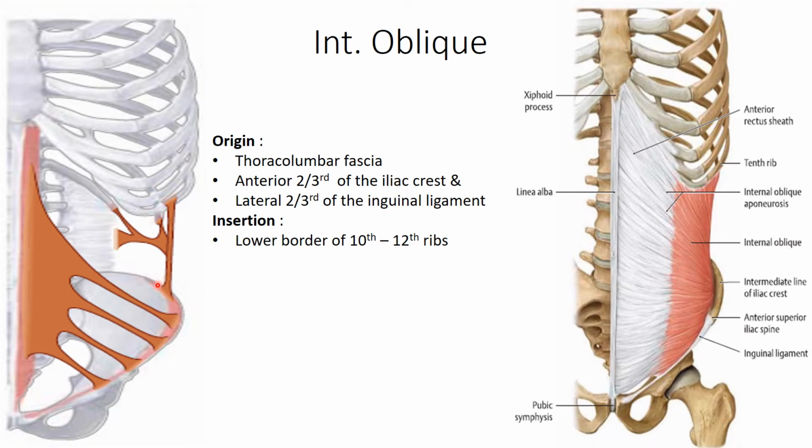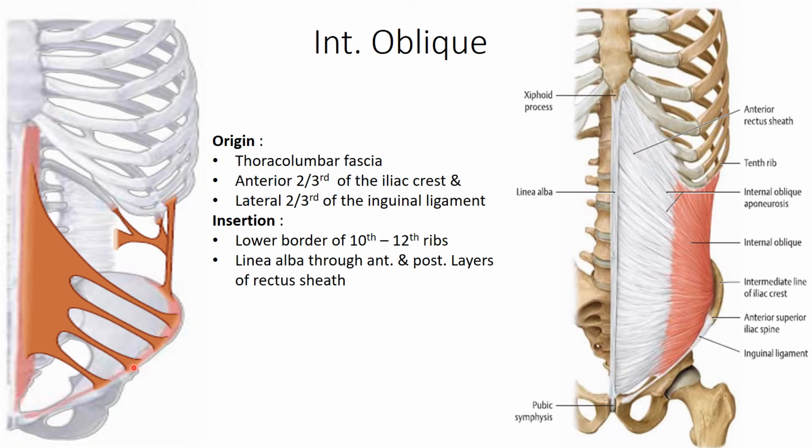Now for insertion, the fibers from this thoracolumbar fascia and posterior segment of this iliac crest pass upward and laterally to be inserted into the lower 3 to 4 ribs and their adjoining cartilages.